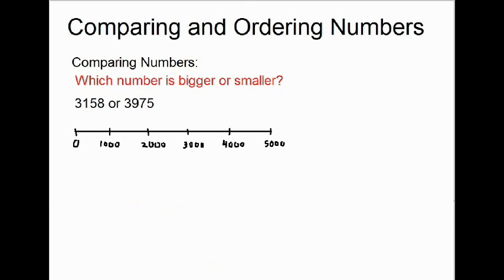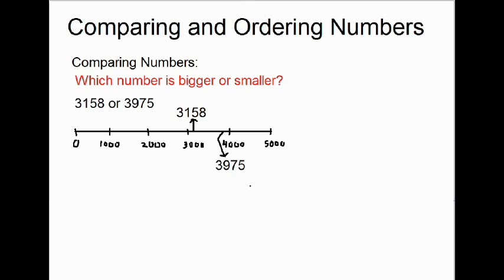So with our next example here, we have two numbers again that we're going to compare and try to figure out which one is bigger or smaller. And here we've got 3,158 and 3,975. So again, I'm going to use a number line to try to help understand which one of these values is the bigger or smaller value. And if we want to go ahead and put these on the number line, well, 3,158 is between 3,000 and 4,000 and quite a bit closer to 3,000. 3,975 is almost at 4,000. So again, between 3,000 and 4,000, but very close to 4,000.